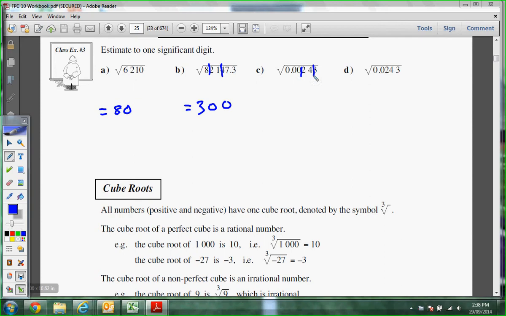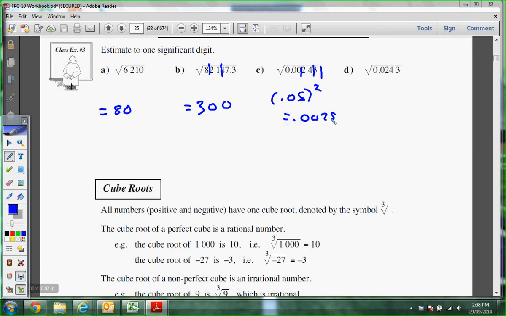Okay, for this one, we break it up to 24 and 3. What's square root of 24 almost? Right, so 0.05. The reason it's 0.05 is because when you're doing decimals, they get kind of weird. They kind of do the opposite. Instead of getting bigger, they get smaller. So 0.05, if you square it, it's going to be 0.0025, which is really close to that.